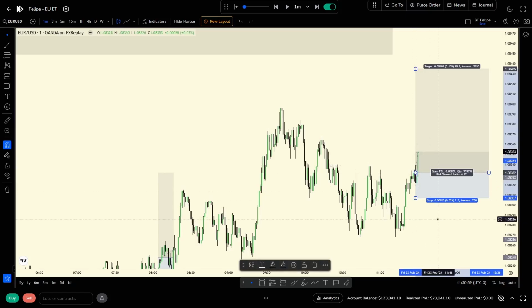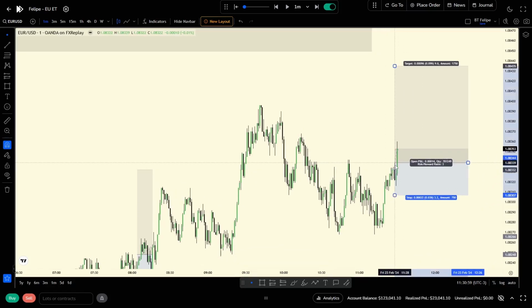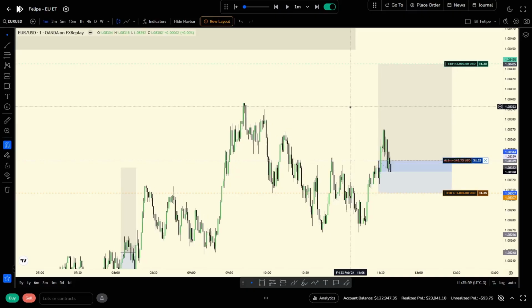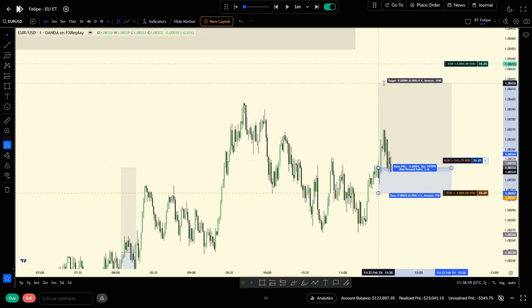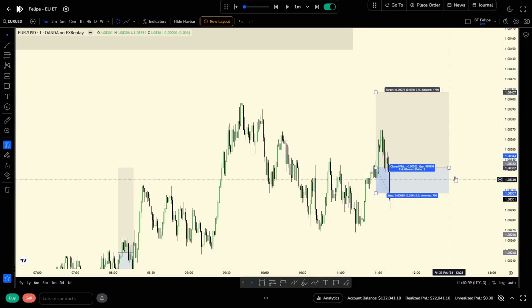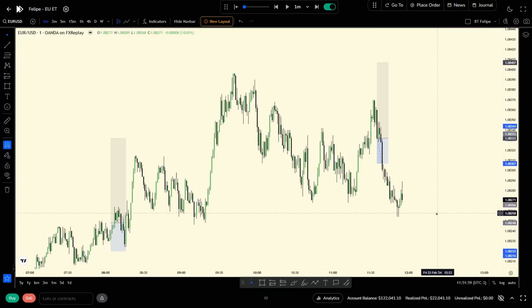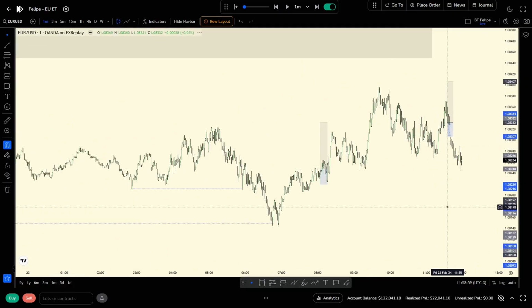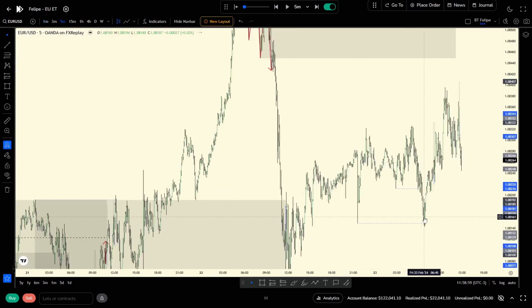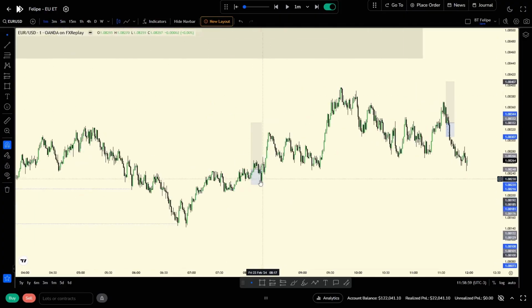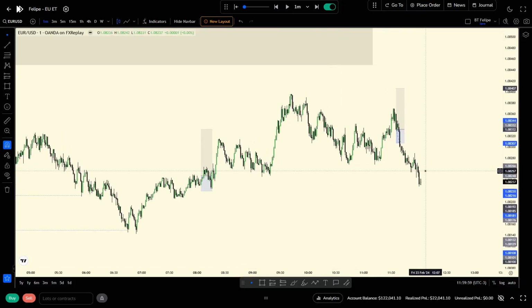Usually I place my entry here at the body. But this one I'll try here just because the POI is kind of small. Would it have made any difference? Oh, was a stop loss anyways. And it is over. So just this break even. Yeah, that's fine.